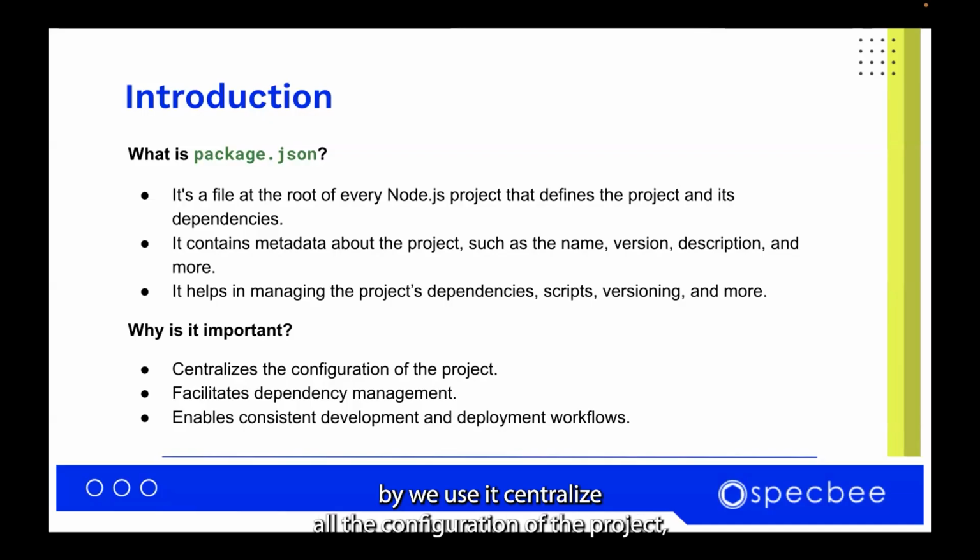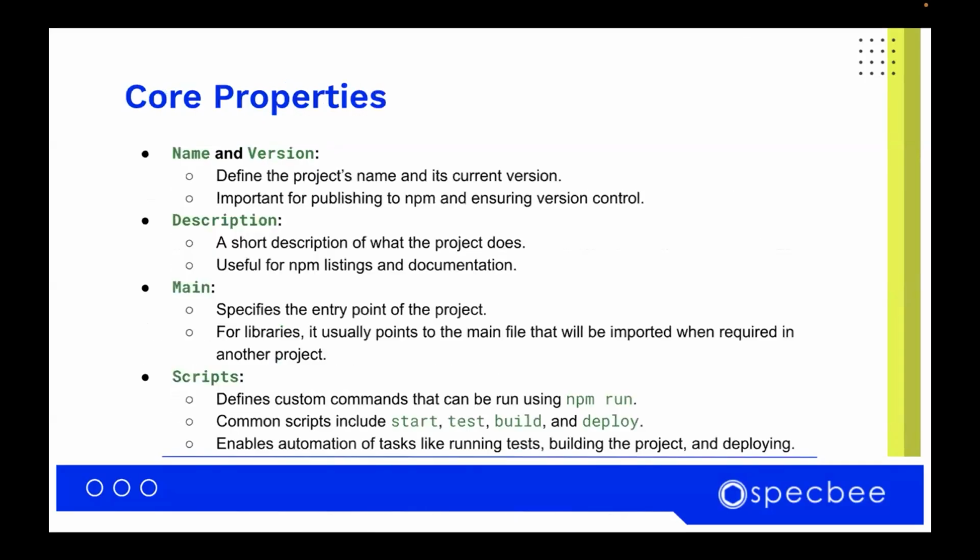Why do we use it? It centralizes all the configuration of the project, like all the things are available in one file. It facilitates dependency management, like all the types of dependencies: the dependency, the dev dependency, the peer dependency, and the optional dependencies. All these are the main dependencies which it contains in a single file. It enables a consistent development and deployment flow.